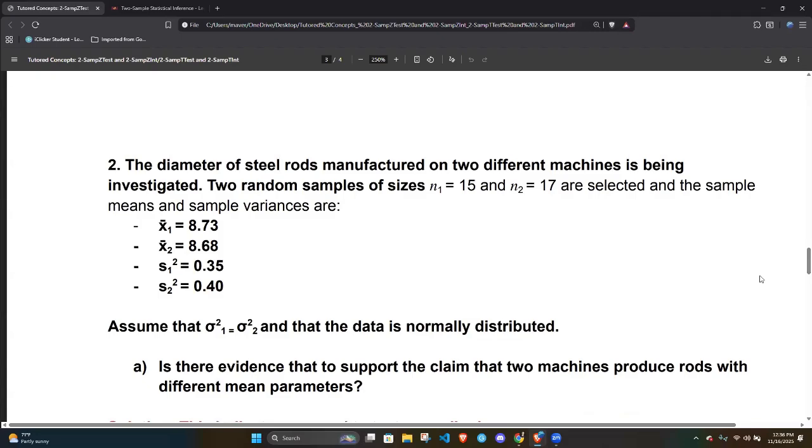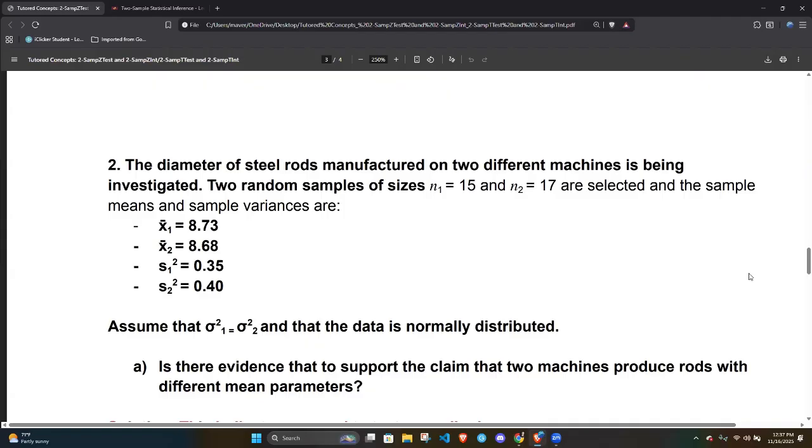Now, moving on to question 2, we have the diameter of steel rods manufactured on two different machines being investigated. Two random samples of size 15 and 17 are selected, and the sample means and sample variances are 8.73, 8.68, 0.35, 0.40. And in this problem, we are assuming that the variances are equal to one another and that the data is normally distributed.